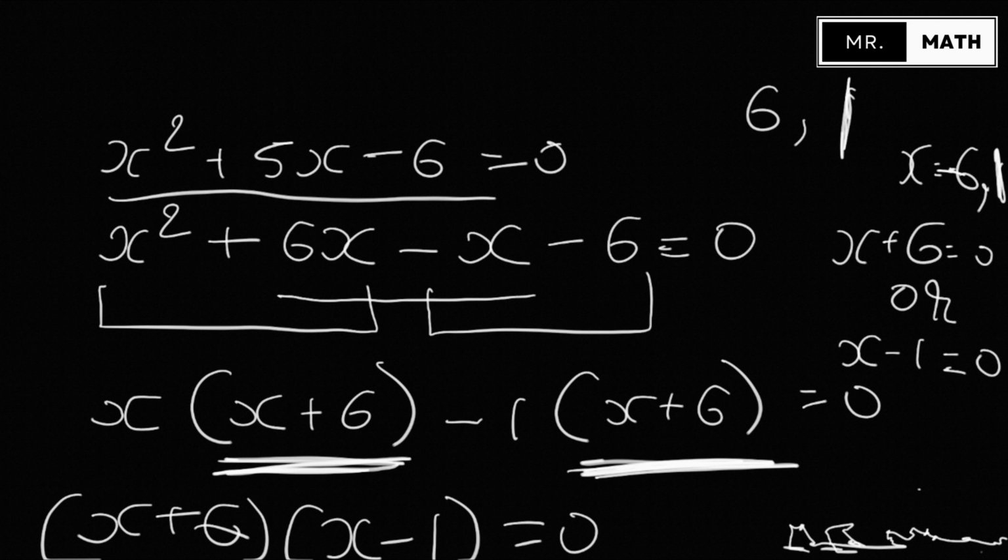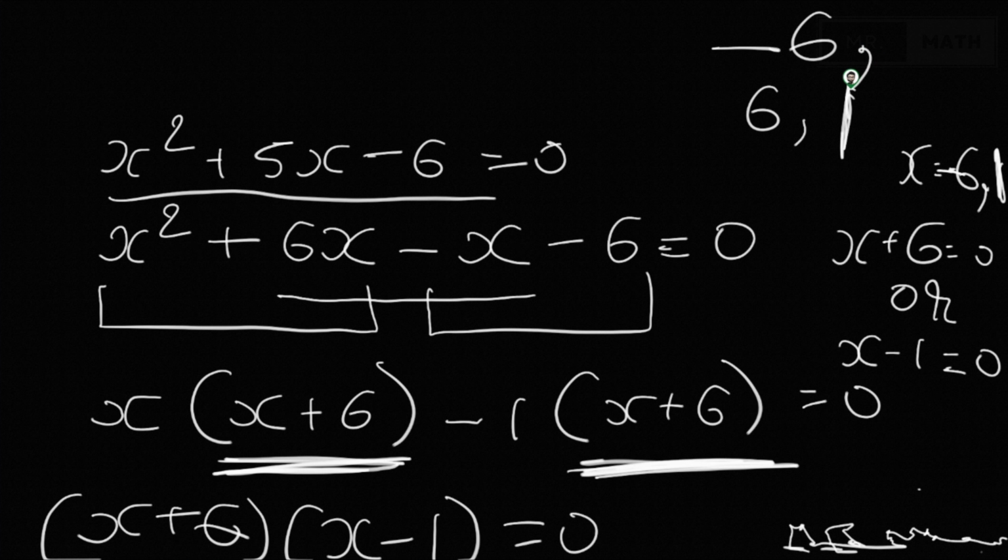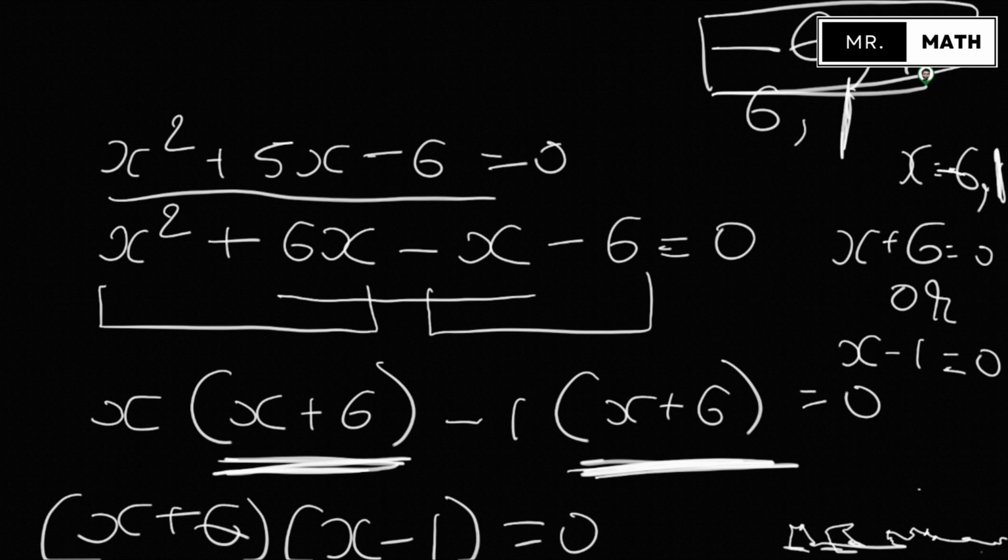So what does it mean? It means that if x is equal to minus 6 or x is equal to 1, this equation is 0. It means that the roots of this equation are minus 6 and 1. Got it, guys? Is it clear? Right.